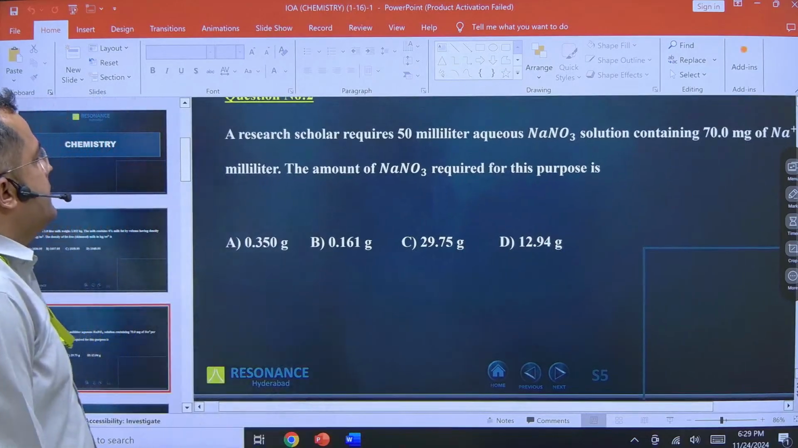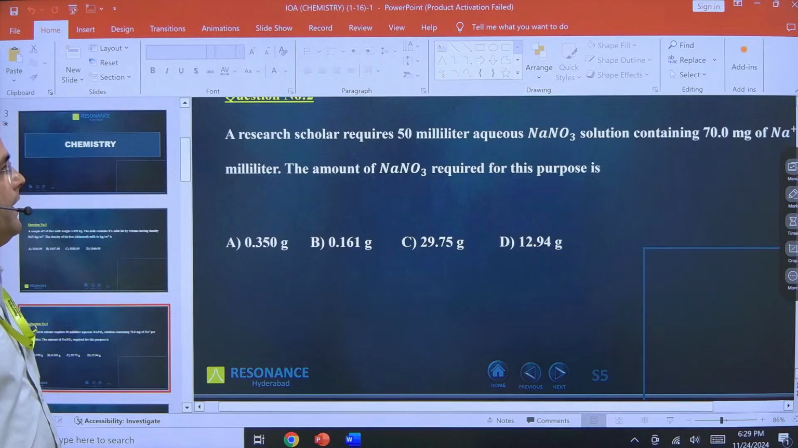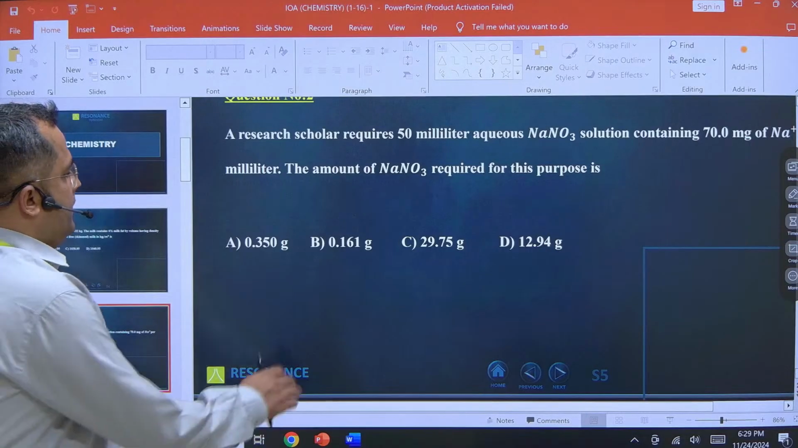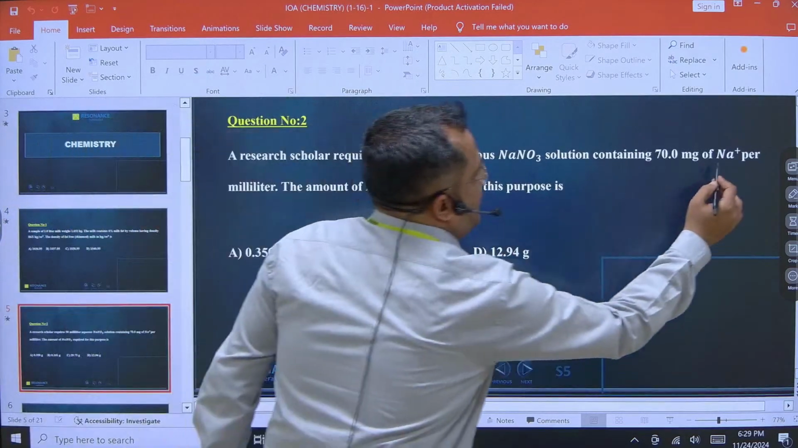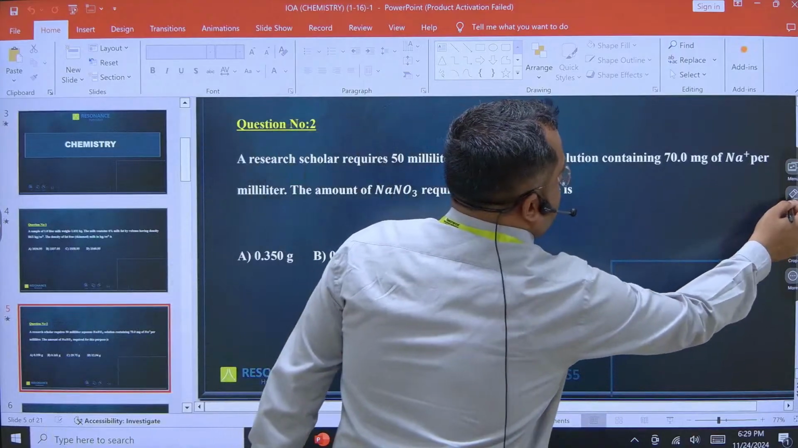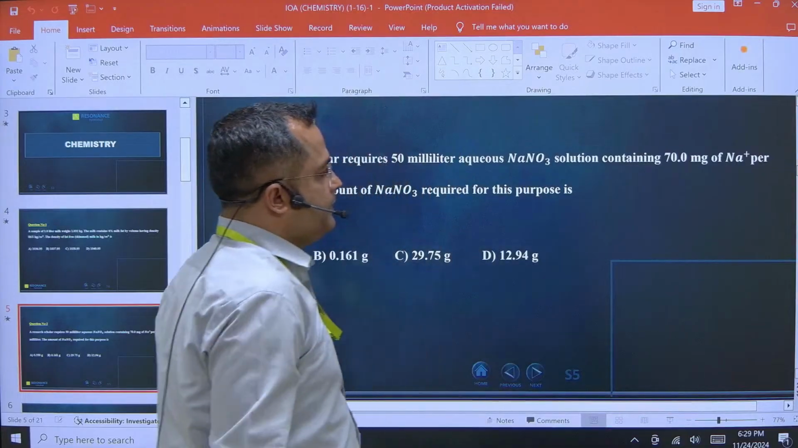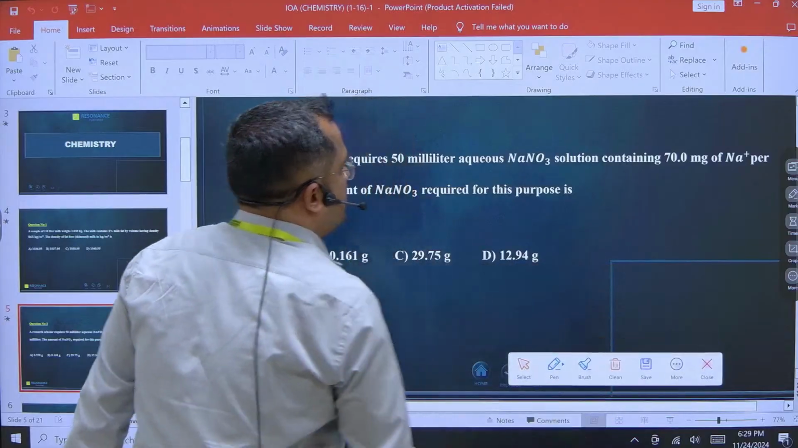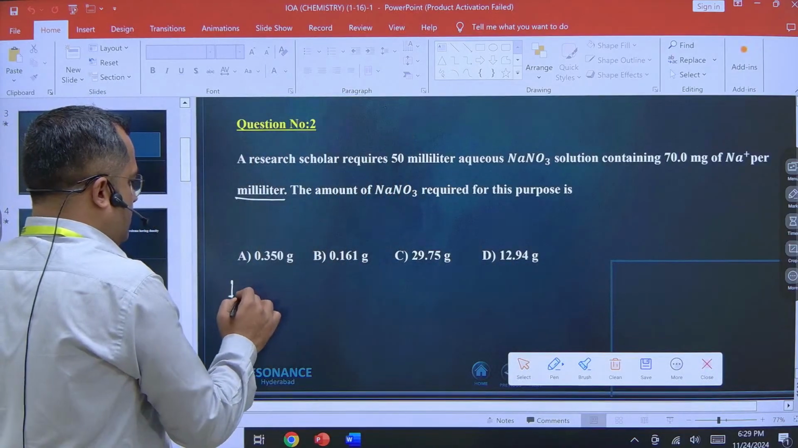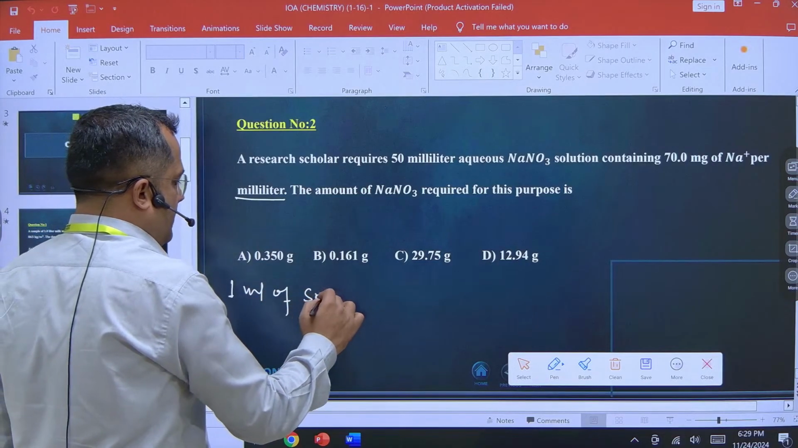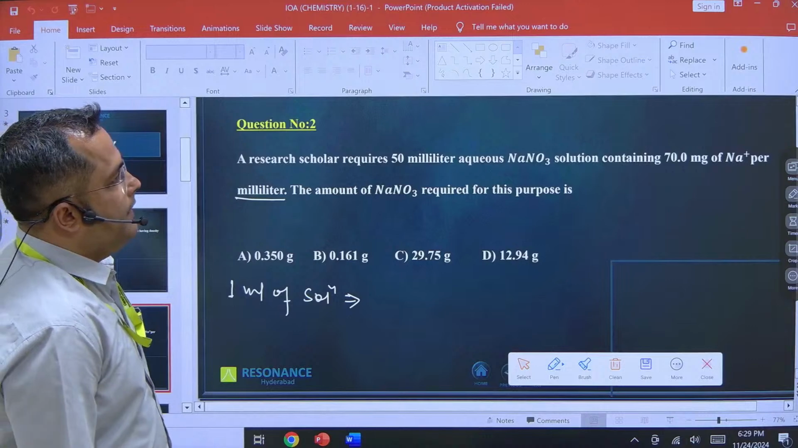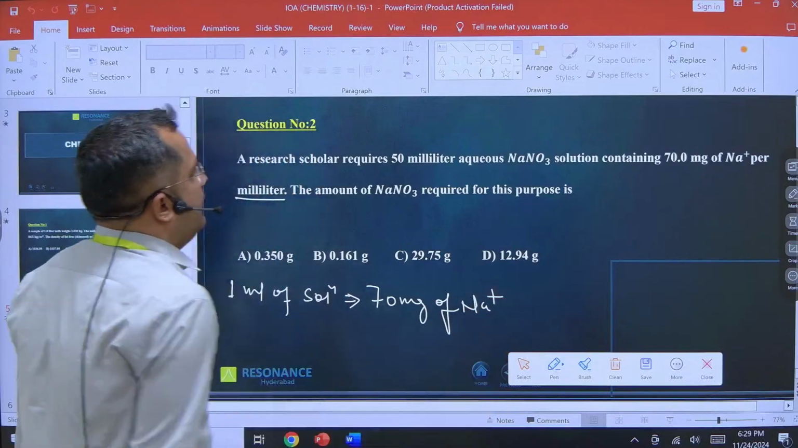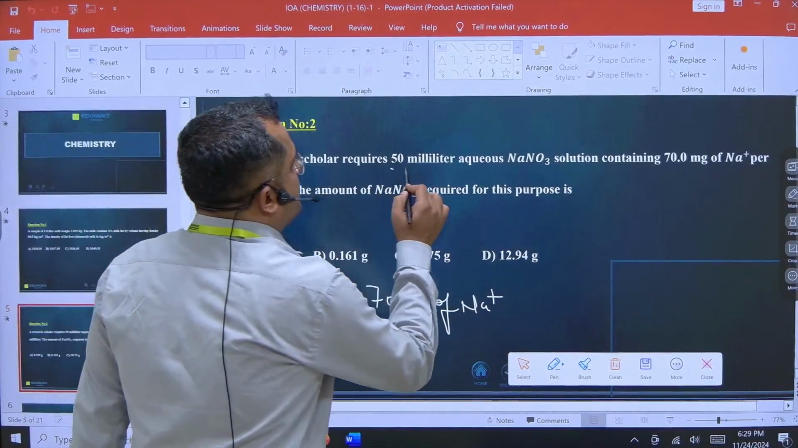A researcher scholar requires 50 ml aqueous NaNO3 solution containing 70 mg of Na plus per milliliter. It is written here, Na plus per ml. Okay. See, per milliliter means 1 ml of solution contains 70 mg of Na plus. So researcher requires how many ml of aqueous solution?